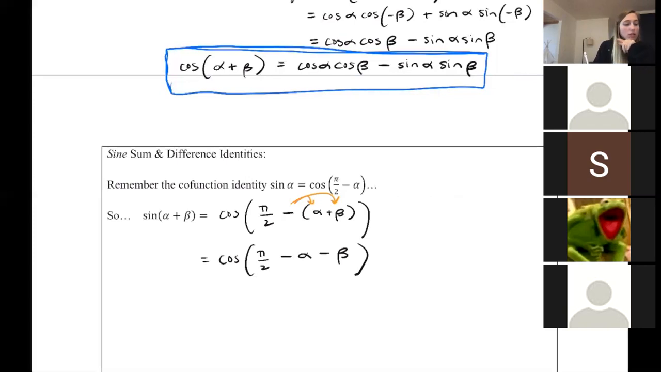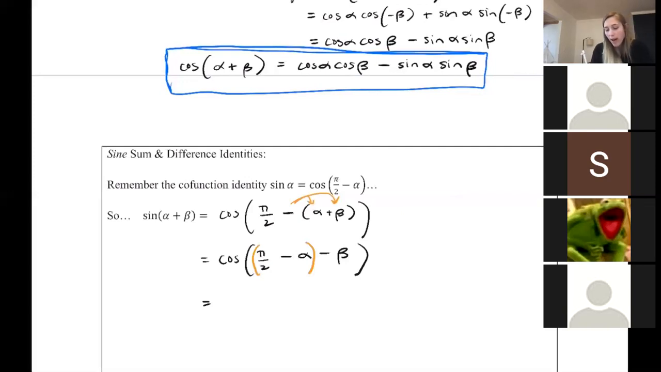which by the associative property of addition, we are allowed to regroup the pi over 2 minus alpha. Right? That's by the associative property of addition. You can reassociate. Remember back in Algebra 1 when you're like, why do I need to know what the names of these different properties are? Well, here they are.